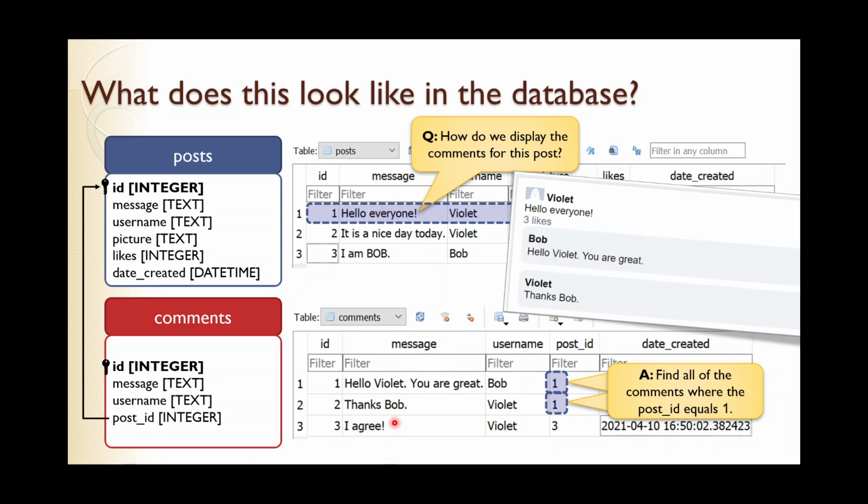We also have another comment, which we can't see here, called I agree. And that comment applies to post number 3, which is this one, I am Bob. So there would be another post somewhere saying I am Bob and a comment on it by Violet that says I agree. So that's how a relationship works between two tables, where this one here links into that one, and every post ID has to match an ID in the posts table.